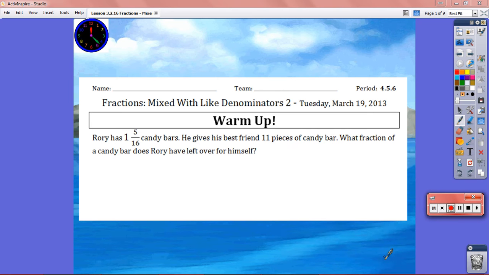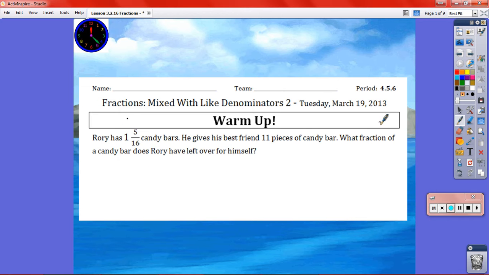Alright, moving on from adding mixed numbers with like denominators. Now we have subtracting. The packet is just called fractions mixed with like denominators 2, but this is an all subtraction day.